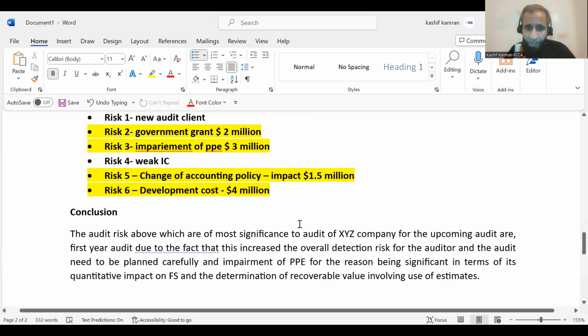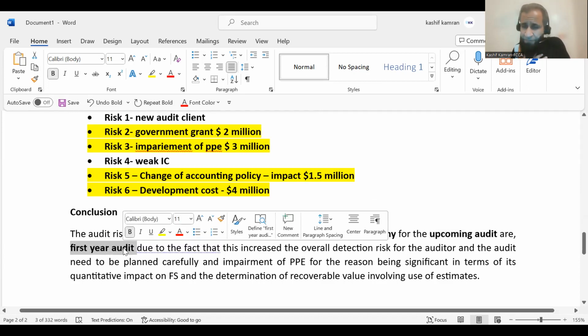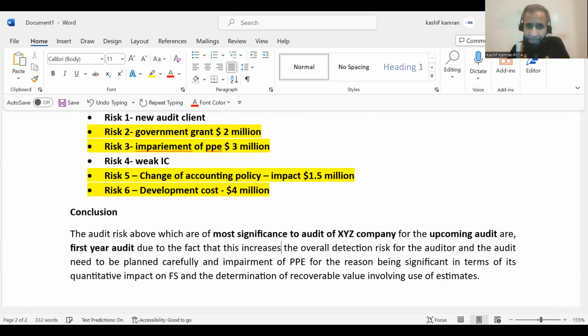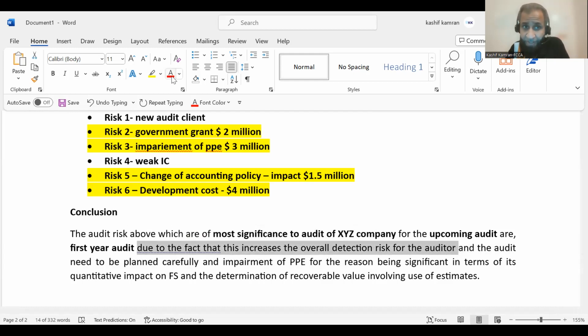So I believe the risks which are of most significance to the audit of XYZ company for the upcoming audit are, comma, first year audit. And I justified why first year audit to me is a significant risk due to the fact that this increases the overall detection risk for the auditor, because the auditor can fail, the auditor can overlook the material misstatement. To me, this is a very important risk for the first year audit. So that is the reason. Look at the reason coming in red. That's what the examiner is looking for.